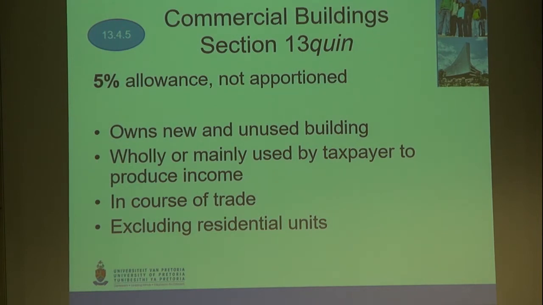Okay, so it includes all kinds of other buildings. Okay, and it specifically excludes residential units. So you could never try and claim a residential unit under here. Okay, that is why we have 13.6. Right, general rule applies, 5% on buildings, not apportioned, lower of cost and market value, must be the owner. So all our general rules apply here.